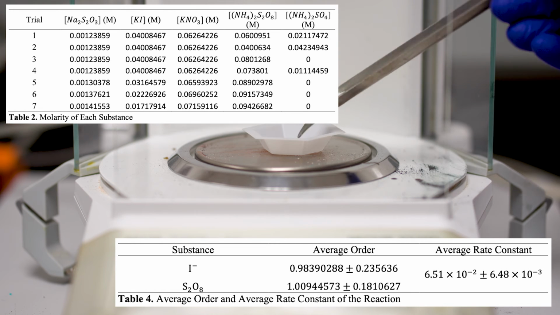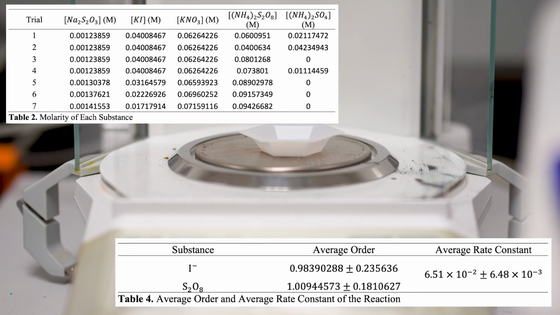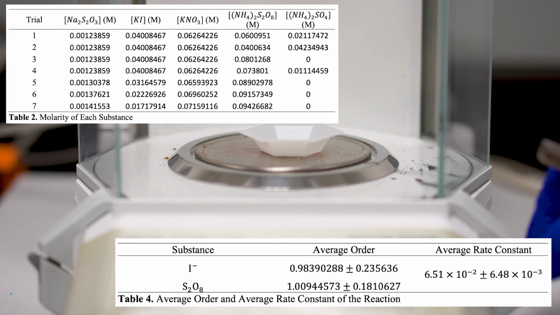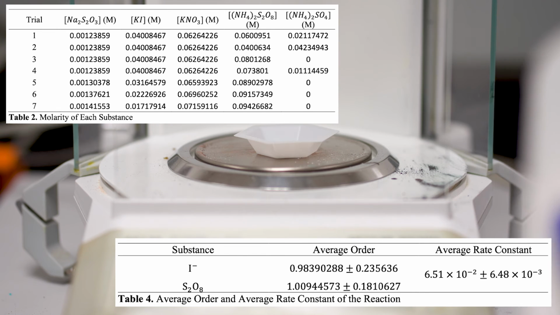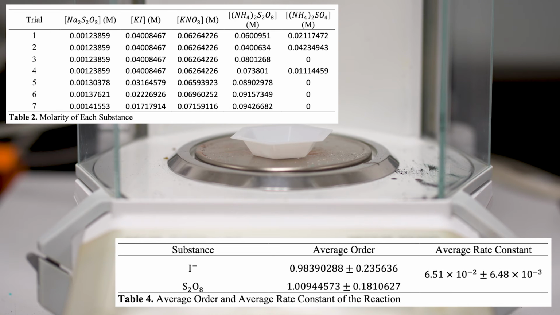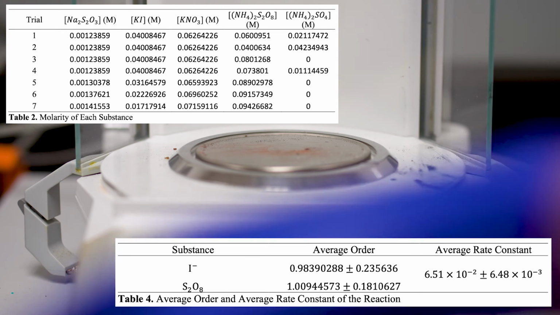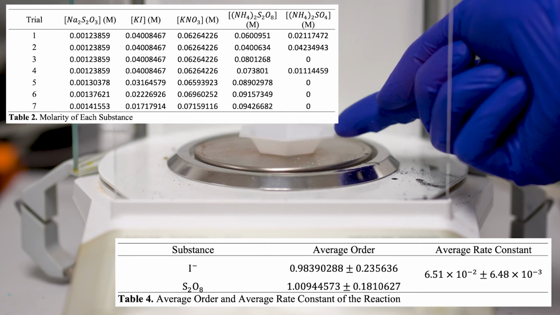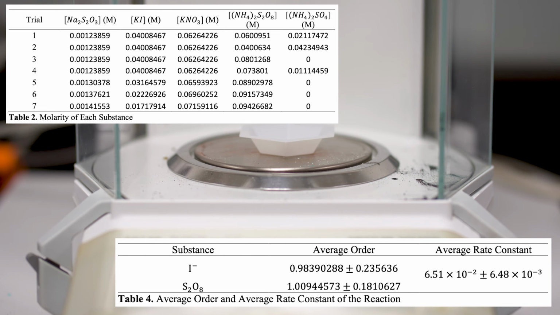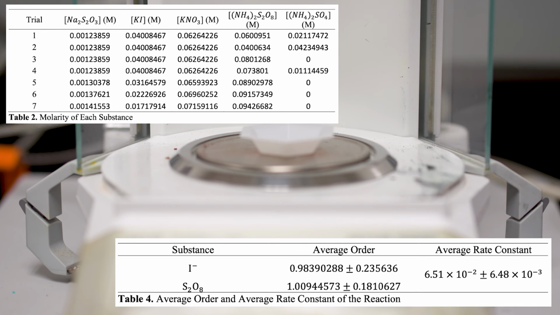Rate orders calculated agree with literature values, but the rate constant does not agree within one standard deviation of our calculations. The literature value for the rate constant was 2.89 times 10 to the negative 2, 1 over molarity seconds, whereas we have a rate constant of 6.51 times 10 to the negative 2, plus or minus 6.48 times 10 to the negative 3, 1 over molarity seconds. These results have the same magnitude, but unfortunately do not agree.